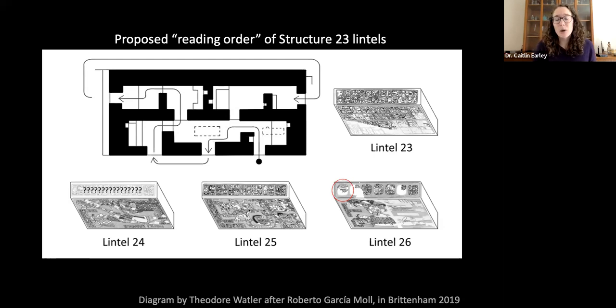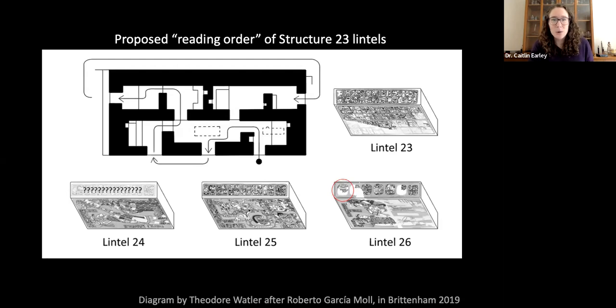In this proposed reading order or pathway of these lintels, and this is based on recent work by Claudia Brittenham, you would start with lintel 26, walk into the building, and then you would actually look at lintel 25 on your way out of the building. And I find this a really compelling analysis, in part because it might help to explain that mirror text, that backward text on lintel 25. That might be a sort of deliciously subtle way of telling us that we're supposed to read that lintel on the way out of the building rather than on the way back into the building.